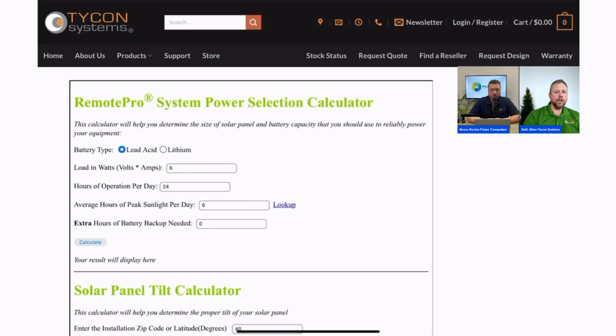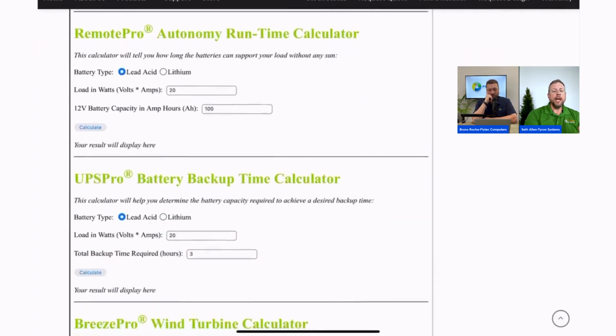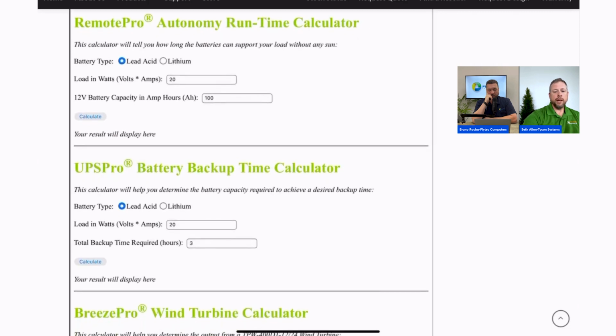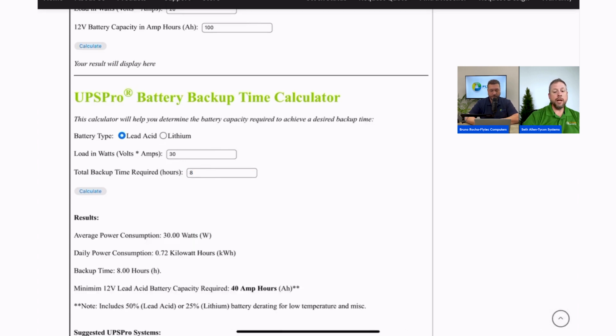So what we do is we go to our calculator page. First we get all the total power draw, and then we just plug that in. Let's say we're going to have a couple of cameras at 20 watts each, and maybe an access point. So let's just say 30 watts total power draw, just to have a nice round number. And we want 8 hours of battery backup power. We plug that in and we decide, do we want lead acid batteries or lithium?